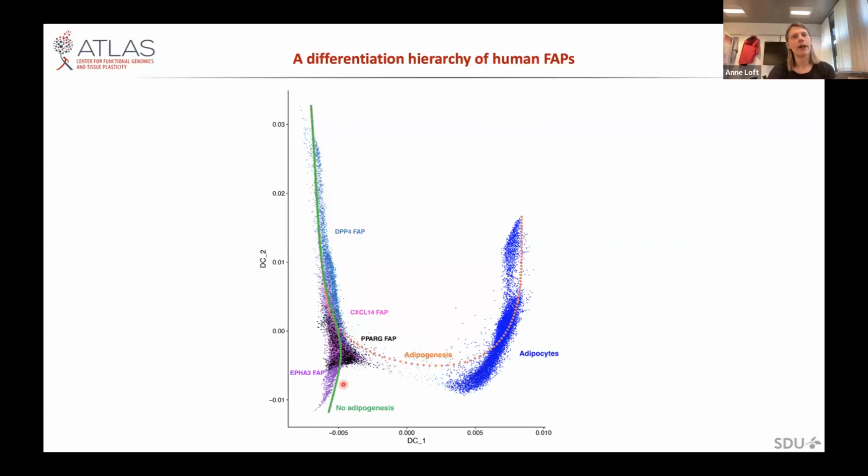Then we also identified another branch, which we termed the no adipogenesis branch, that likely ends up in these EPA3 fabs, supporting the findings from mice that these may not be capable of undergoing adipogenesis, but rather function to regulate the process. And at the moment, we are carrying out RNA velocity analysis to further map the transitions between these different fab subpopulations.